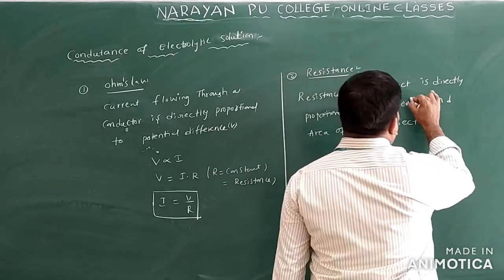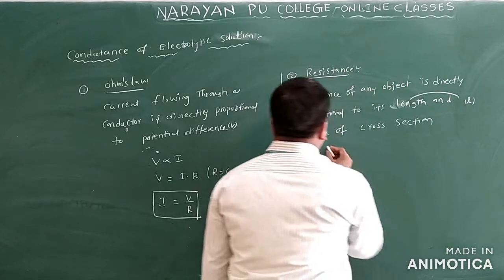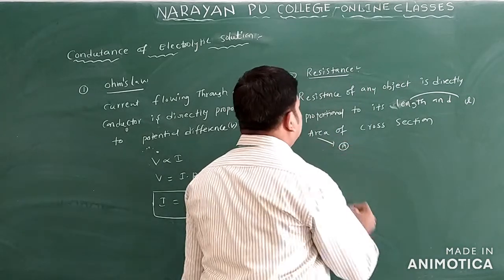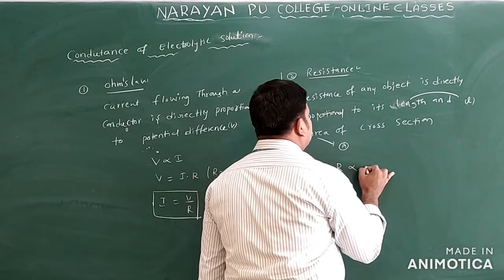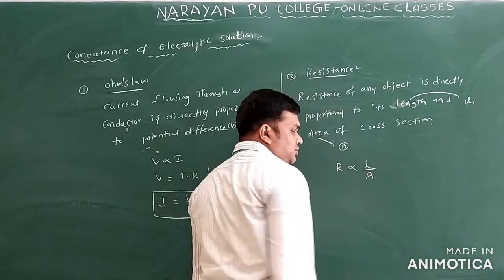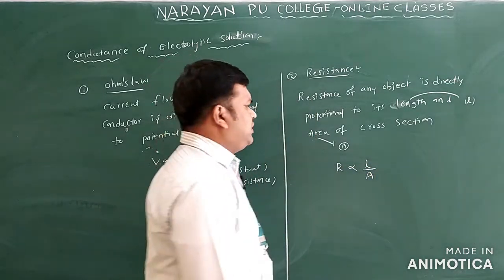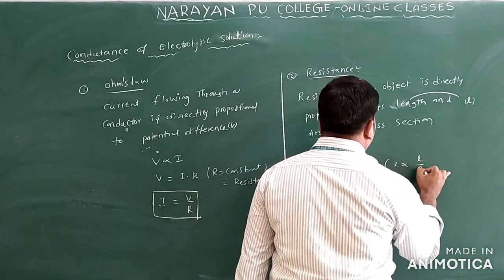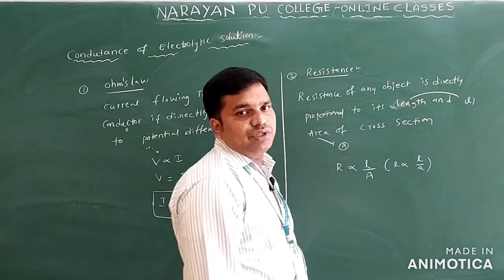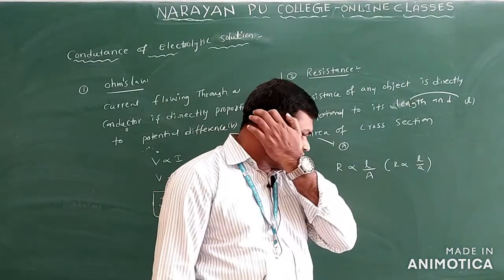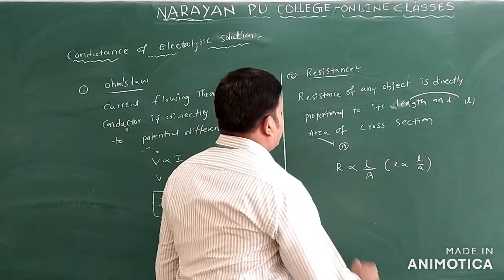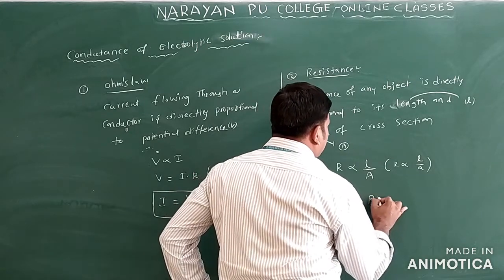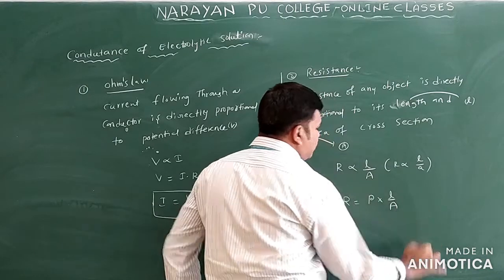Here length we write as L, and area of the cross section we write as A. From this I will write R proportional to L and inversely proportional to A, or we can write R proportional to L by A. Clear? So this is the definition of resistance. From this I will write R is equal to rho into L by A.